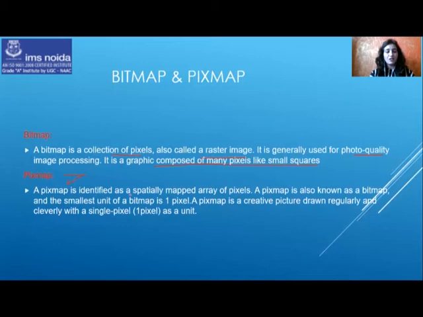A pixmap is identified as a spatially mapped array of pixels. A pixmap is known as a bitmap, and the smallest unit of a bitmap is a pixel. So a pixmap is a creative drawing of pixels, regularly and cleverly, with a single pixel as a unit. If we compare the bitmap and the pixmap, a bitmap is made up of two values, 0 and 1, and a pixmap is made up of more than two values, right? That is called a pixmap, right?